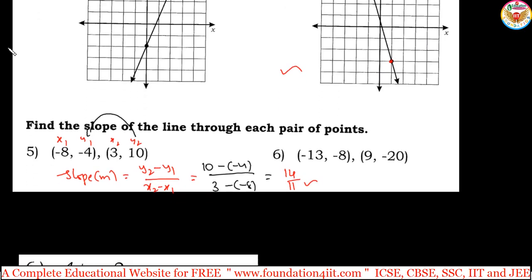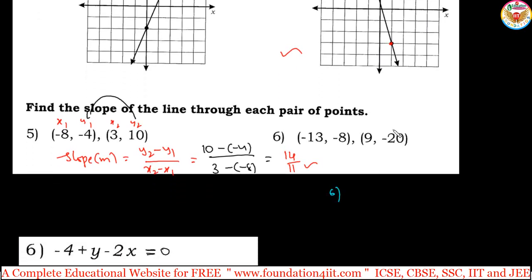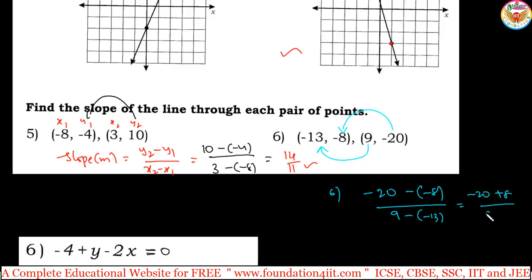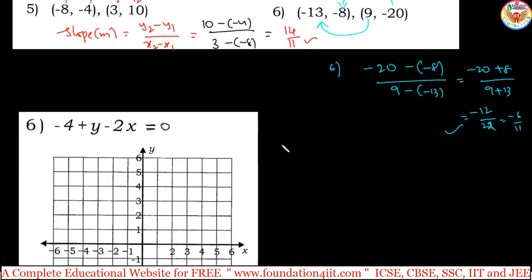Right? Let us see this question number 6. y2 minus y1: minus 20 minus of minus 8, by x2 minus x1: 9 minus of this x1. So minus 20 plus 8 by 9 plus 13. So negative 12 by 22. You can simplify, minus 6 by 11. So this is the slope, right? So y2 minus y1 by x2 minus x1 you can use as the slope formula and calculate.